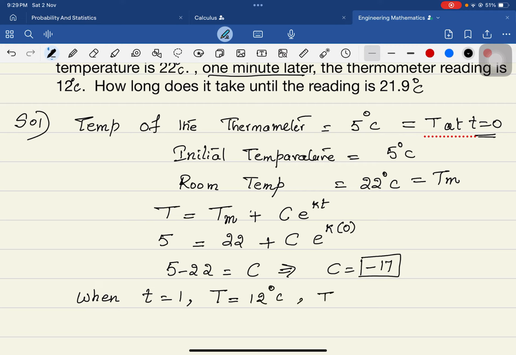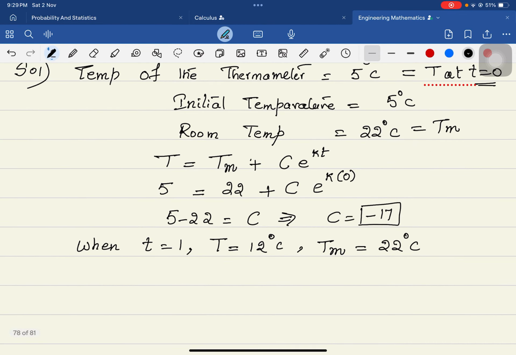The room temperature differs? No, right? Room temperature is always constant. So that is 22 degrees centigrade. So these are the things which you know. So let us now call this equation as 1. And now in equation 1, if you replace all this, what we get, let us see. T is equal to 12 degrees centigrade. Room temperature is 22 plus. We know already what is C, that is minus 17. E power k times, what is small t, is 1.